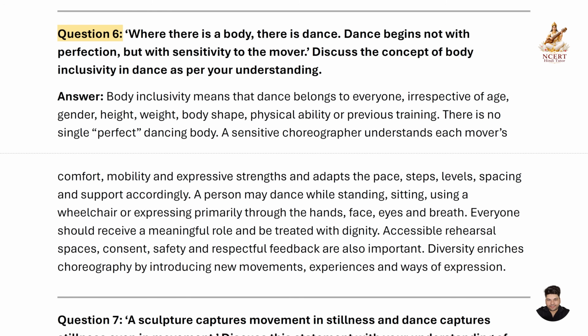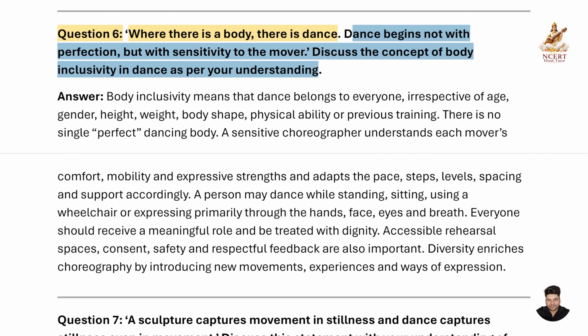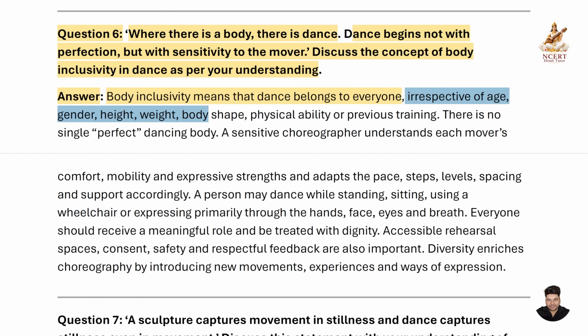Question 6. Where there is a body, there is dance. Dance begins not with perfection, but with sensitivity to the mover. Discuss the concept of body inclusivity in dance as per your understanding. Answer. Body inclusivity means that dance belongs to everyone, irrespective of age, gender, height, weight, body shape, physical ability or previous training. There is no single perfect dancing body.